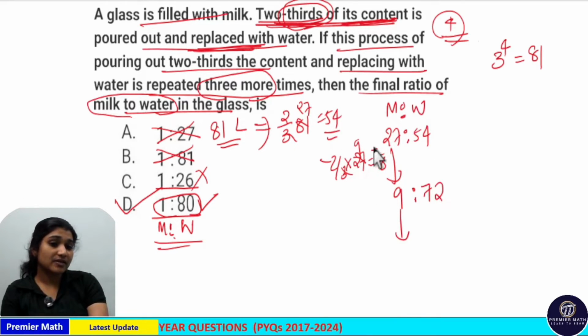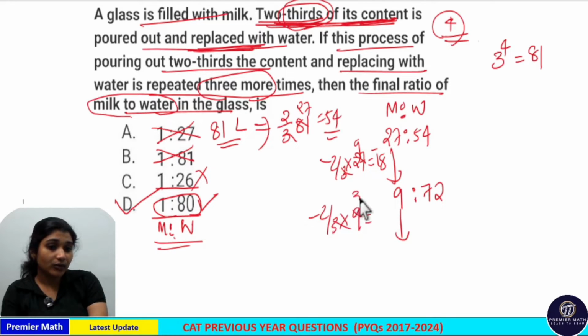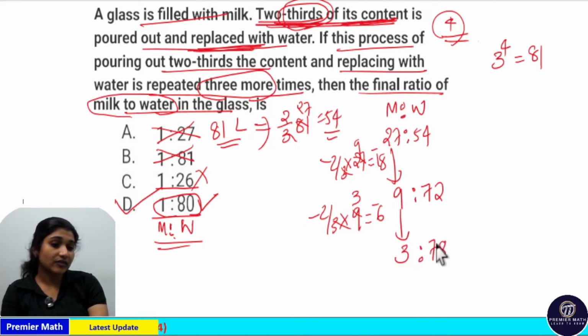Again, you are replacing 2 by third of the solution with water. So taking out 2/3 of the solution means you are taking out 2/3 of the milk and 2/3 of the water part. So 2/3 of the milk part means you are taking out 6 liter. So 9 minus 6 is equal to 3 liter is the milk quantity after the third replacement. Then 3 plus 78 is 81. Water part should be 78 liter because this is replacement.